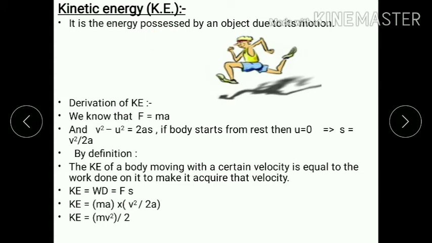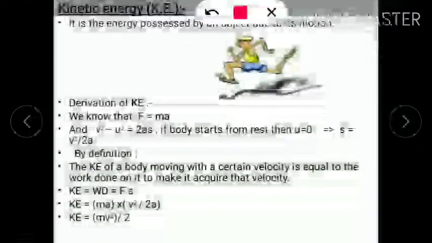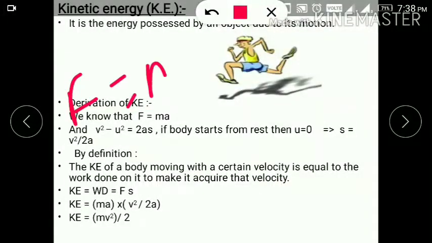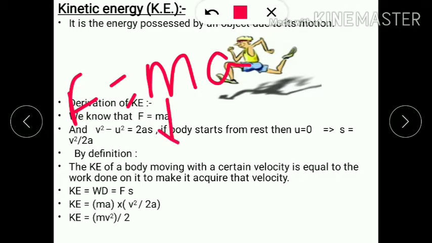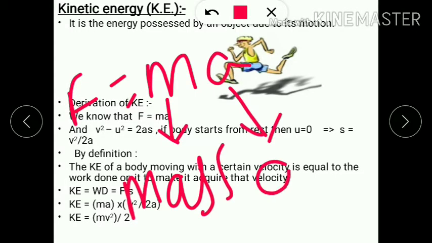Kinetic means movement, by motion. It means energy is generated by the motion, that is called kinetic energy. It is the energy possessed by an object due to its motion. Derivation of the kinetic energy: we know that F is equal to ma. This is the formula of force, mass, and acceleration, where m means mass and a means acceleration.